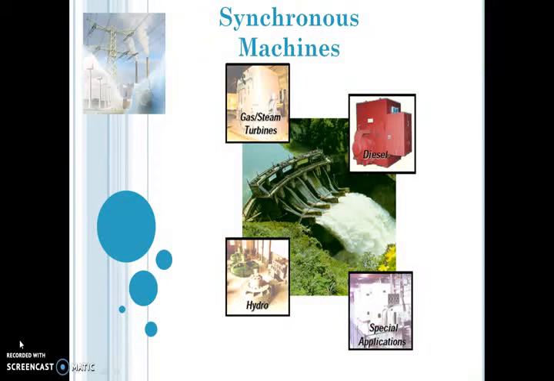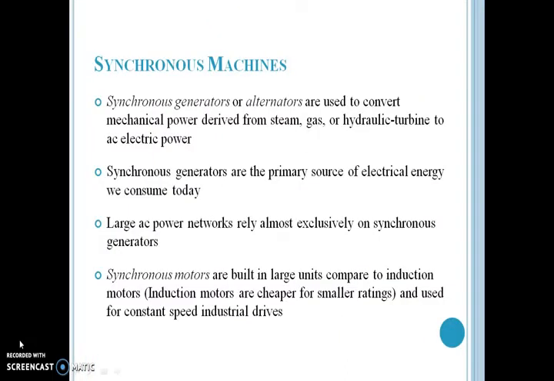Constant speed is known as synchronous machines. Synchronous machines are of different types. Basically, I'm taking the time to talk about one of the synchronous machine types, that is the synchronous generator or AC generator or alternator. So what is basically a synchronous machine?